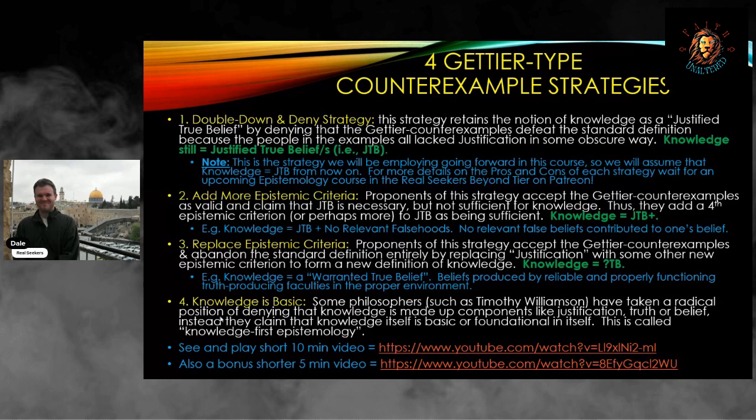Knowledge, like beliefs, are just basic mental entities. Knowledge isn't composed of ingredients. And this is a really radical position, and it denies, like I said, that knowledge is made up of components or ingredients at all. Knowledge is just a basic or foundational mental entity itself. And this is what's come to be called knowledge first epistemology. And I just want to show a 10-minute clip here explaining these different strategies to knowledge.